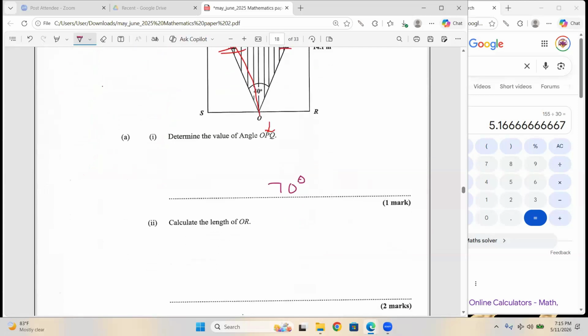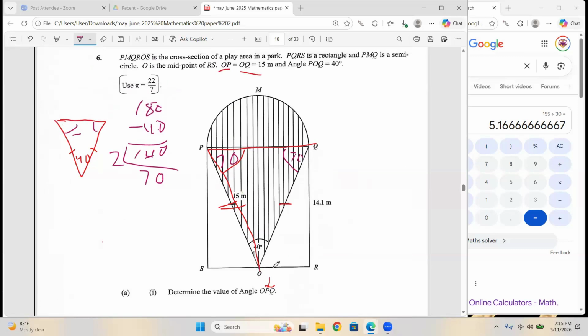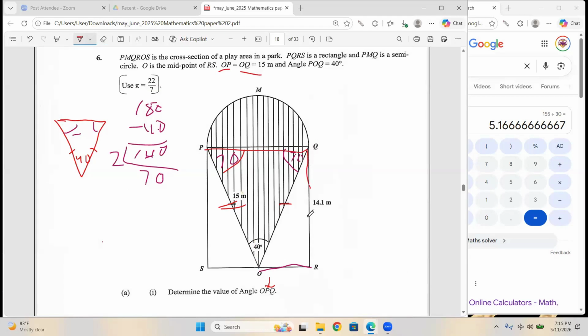Moving on to the next part. It says here, calculate the length of OR. OR, where's O and R? Oh, from O to R. I see. Okay. So what I would do, I would focus on the rectangle, at least for now, because OR is a side on the rectangle itself, right? They also said that O is the midpoint. When it says midpoint, it means O divides SR, which could also be known as RS, in half.